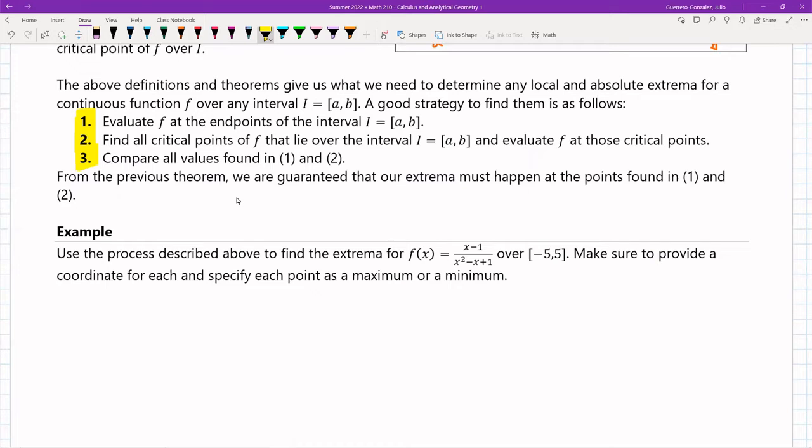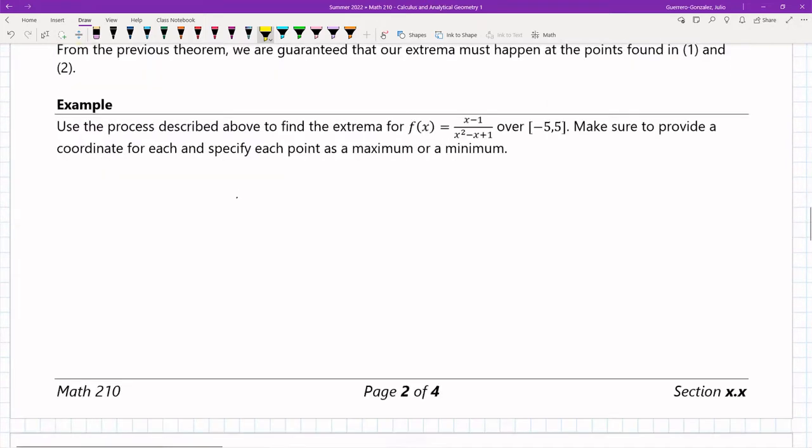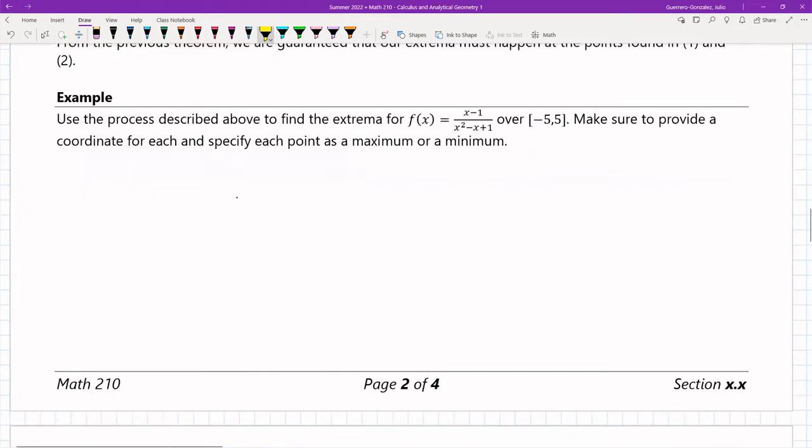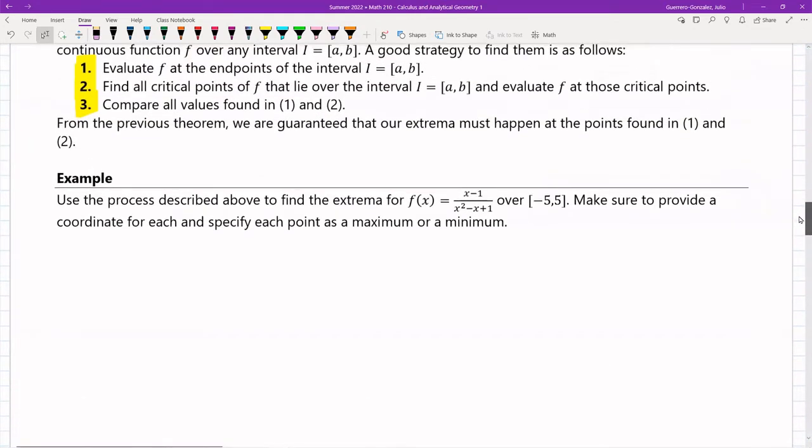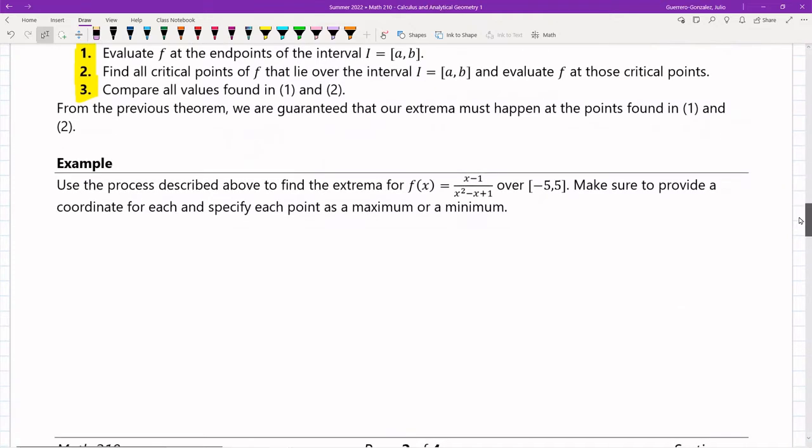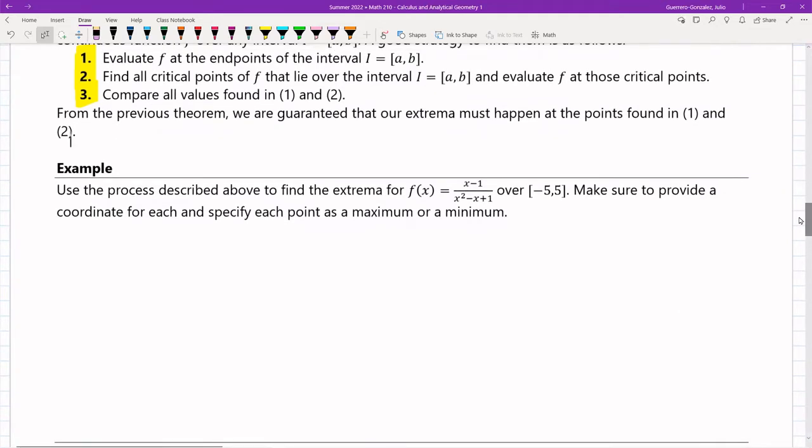That's it. Let me go ahead and do this example right here really quick for everybody. And actually, I want to frame up the 3 steps that we got. Farther down, there we go. All right, so let's start doing this one. We have a function here. Believe me for now, this is a continuous function. You don't have to worry. Over -5 to 5. Make sure to provide coordinates for each and specify each point as a maximum or minimum.